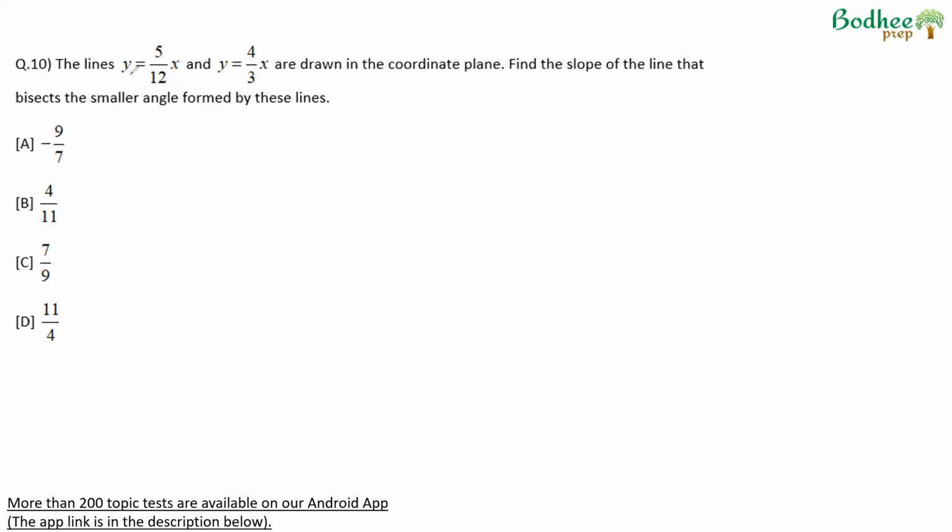The lines y is equal to 5 by 12 x and y is equal to 4 by 3 x are drawn in the coordinate plane. Find the slope of the line that bisects the smaller angle formed by these lines.